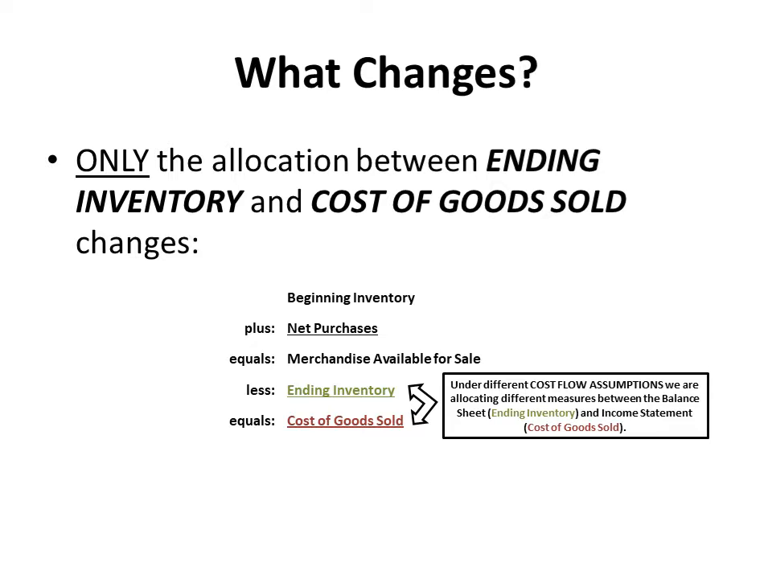So, all I am doing is allocating merchandise available for sale between my balance sheet and my income statement. That's it. Cost flow assumption. These costs flow in a particular or specific sequence.